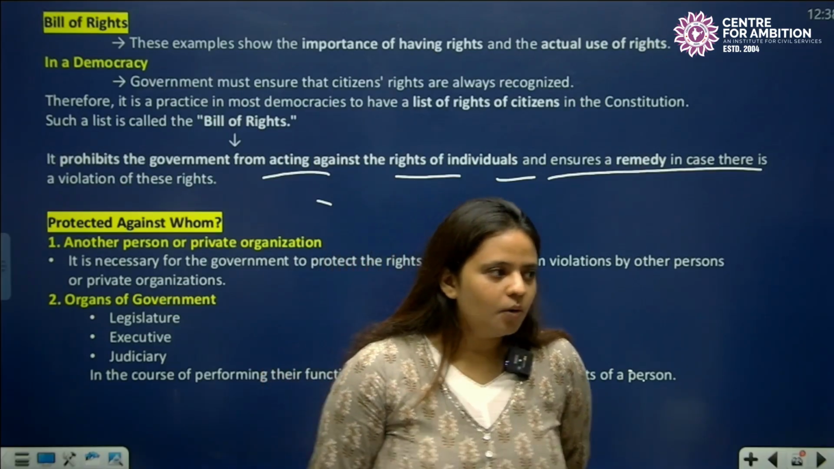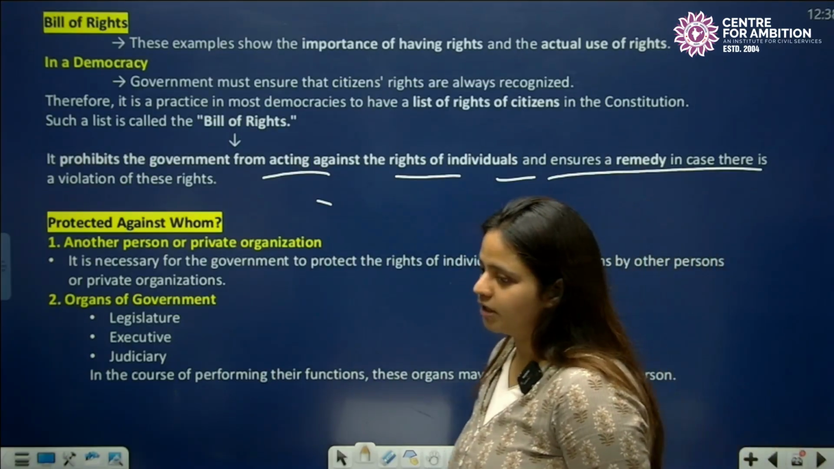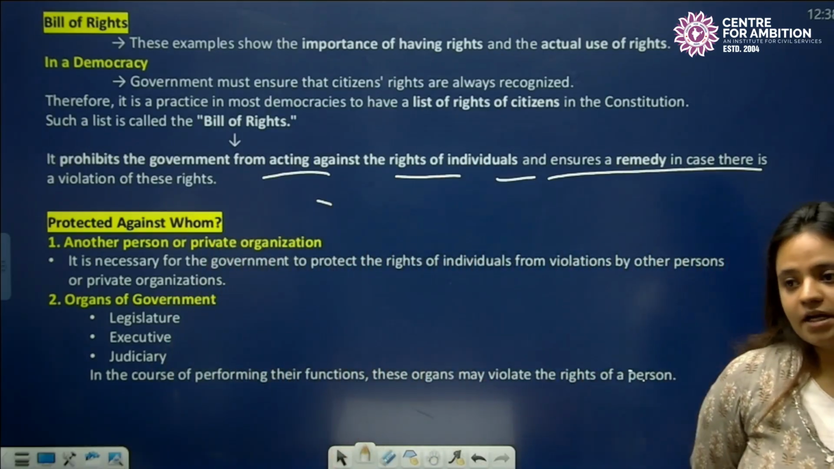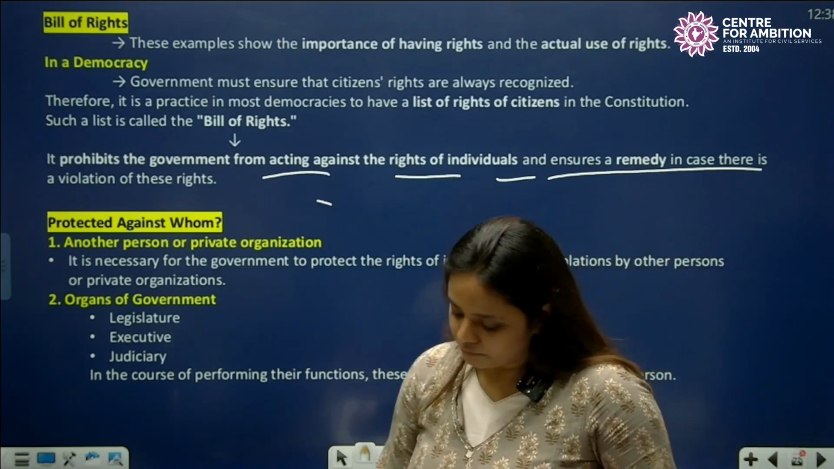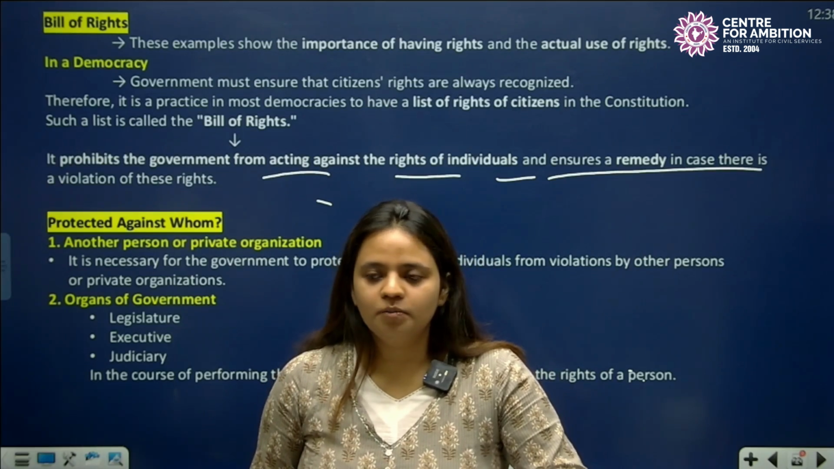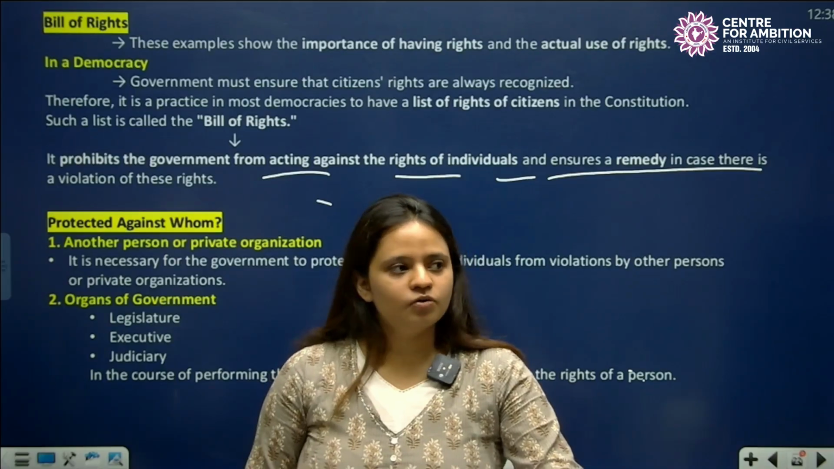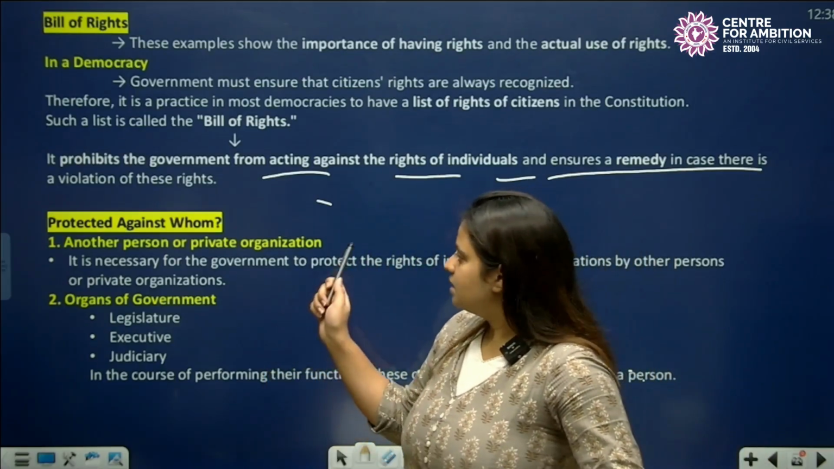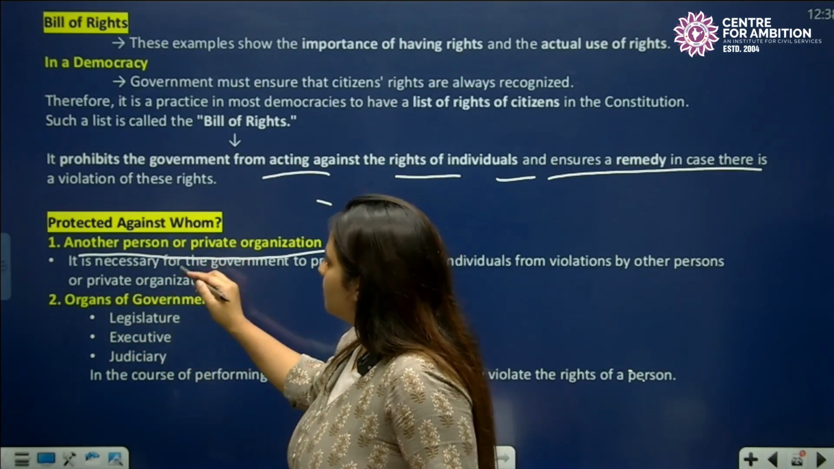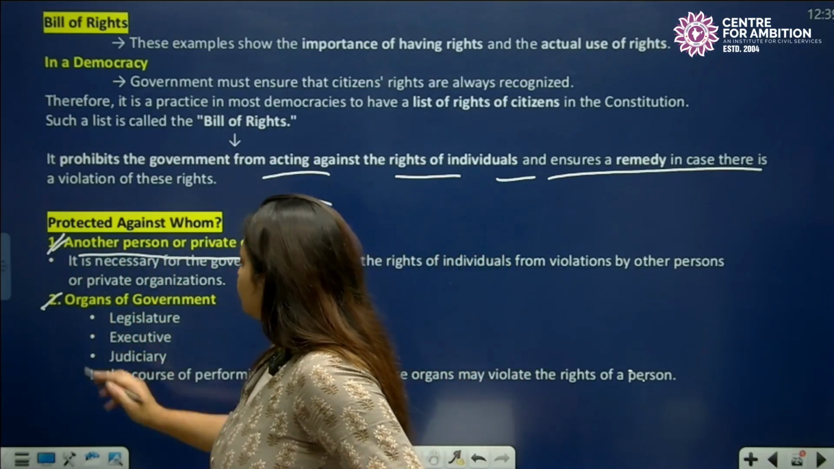ठीक है. Now if I'm continuously saying that these rights have to be protected, guaranteed by the constitution, the question arises, protected by whom? Okay, so by whom are our rights violated? It could be two instances. First one is the private individual, a person, an individual that could violate our right. Okay, so the rights could be violated by another person or private organization, and secondly by organs of the government.